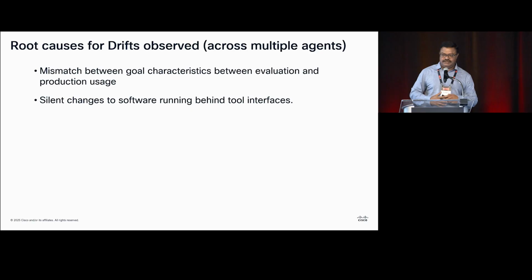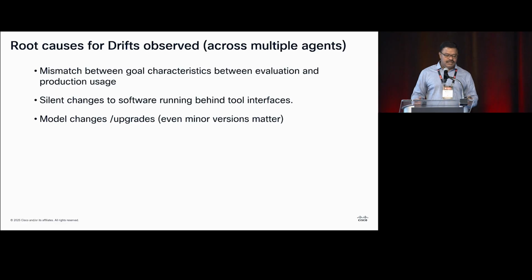You start logging verbose stuff. You start logging more attributes. You change the meaning of the attribute and stuff like that. That can impact you. So the silent changes happening outside your agent can impact you. Model upgrades changes, again, no surprises. Even if it is minor changes, sometimes they do introduce drift.